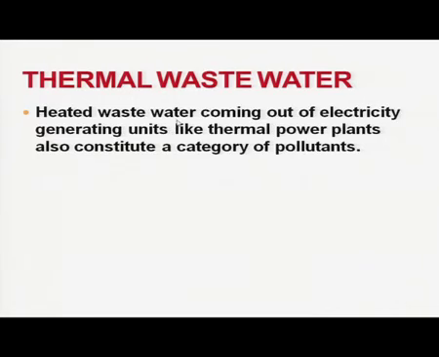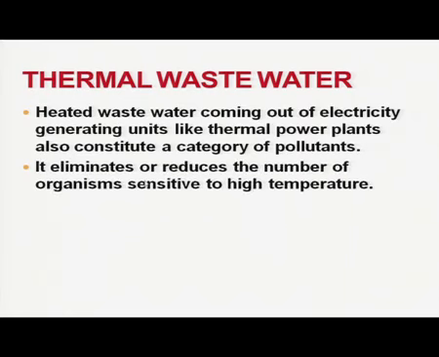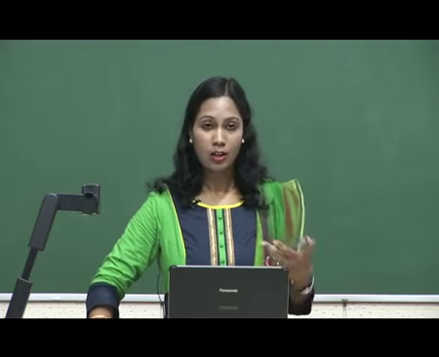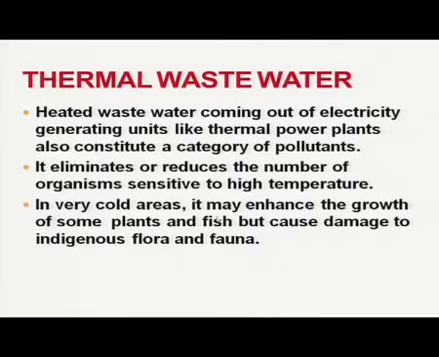Next important pollutant is the thermal wastewater. The heated wastewater, which is mainly coming out of the electricity generating units like thermal power plants, constitutes a category of pollutants. It eliminates or reduces the number of organisms sensitive to high temperature. The hot water from the industry used in boilers etc. is being directly sent or flown into the river bodies, and when this water mingles with the cold water of the river, it may lead to killing of many of the aquatic organisms which are sensitive to heat. In very cold areas, it may enhance the growth of some plants and fish, but cause damage to indigenous flora and fauna.